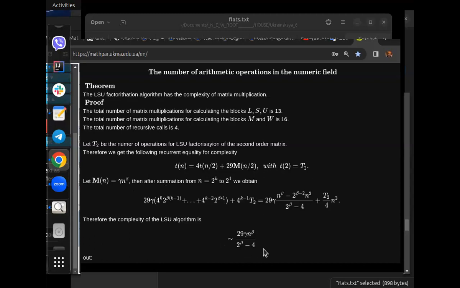So we see that the complexity will be next. What do we use here? We use the complexity of matrix multiplication, M(n), let it be gamma n to the power beta. Gamma is a constant, beta is a constant, maybe less than 3. If we use such matrix multiplication, then we put it here, and we put it here, and we obtain the result where you can see 29 gamma n to the power beta divided by some number. The number is 2 to the power beta minus 4.